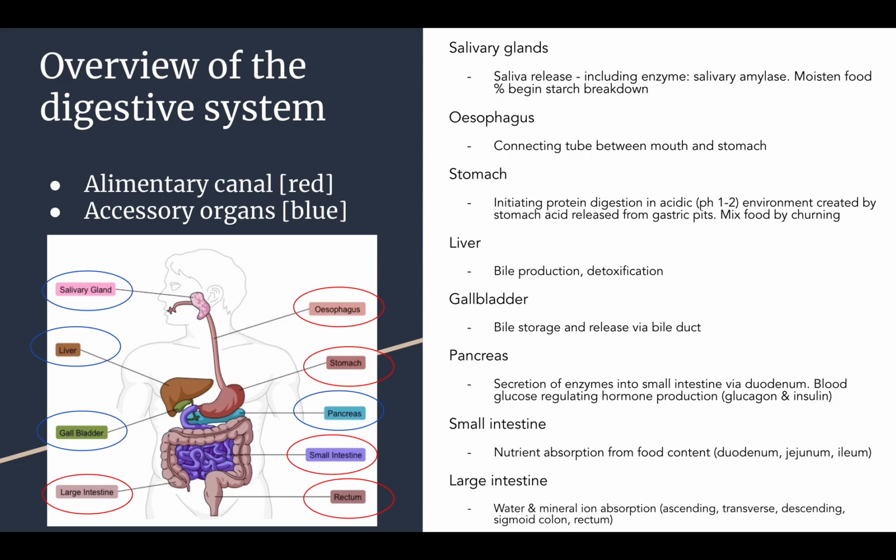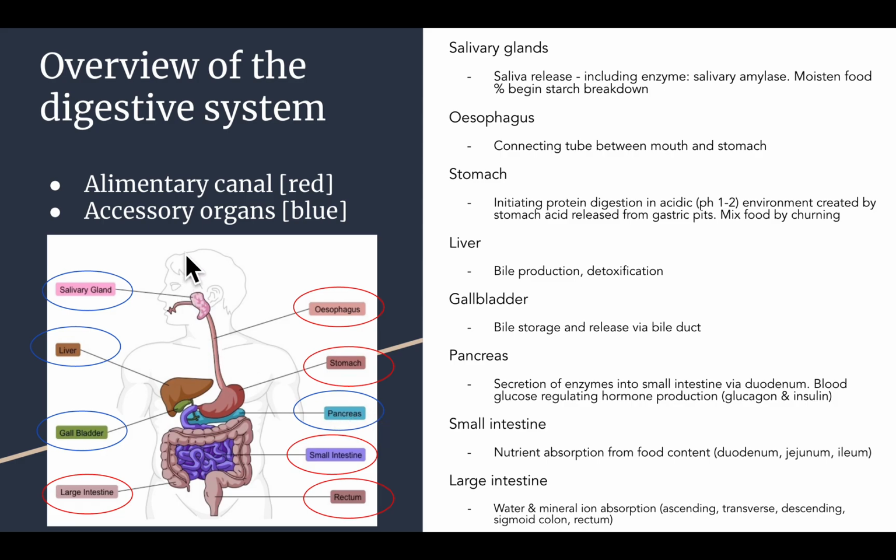So beginning with the anatomy of the digestive system, we can see that it consists of the alimentary canal and other accessory organs, which I labeled in red and blue. The alimentary canal essentially consists of organs through which food actually passes. That includes the esophagus, the stomach, the small and large intestine, including the rectum.